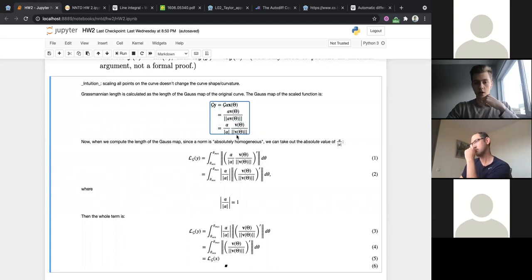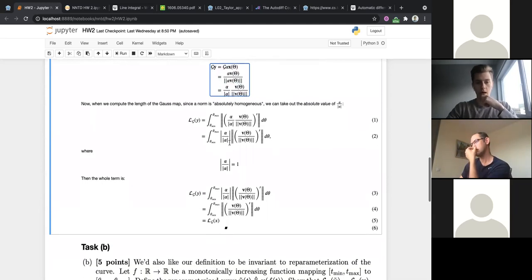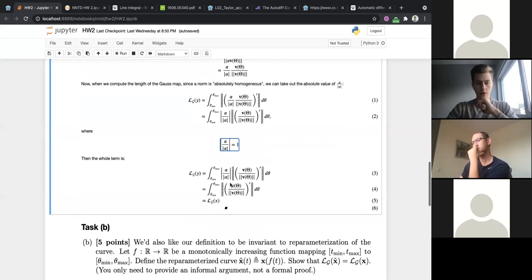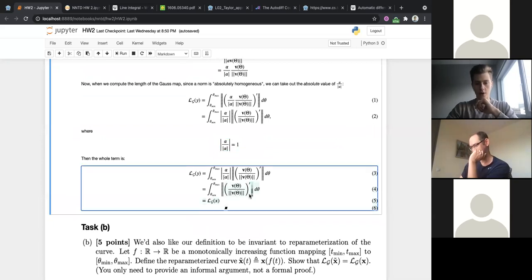And this is the Gauss map. But then when we compute the length of the Gauss map of this Grassmannian, we again apply the norm, and we can again take this scalar value out as an absolute value. And alpha divided by the absolute value of alpha is either 1 or -1. If we take the modulus, it's of course 1. So the term becomes again the original term without the scaling, and this is the same as the Grassmannian length of the unscaled version.